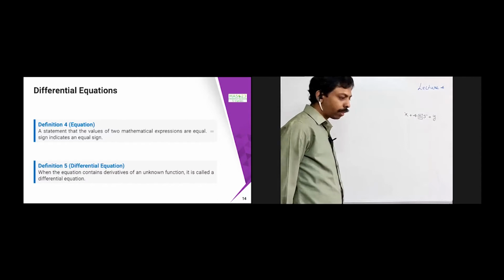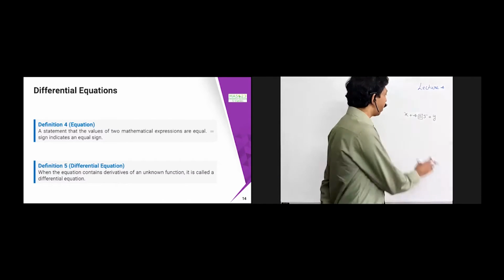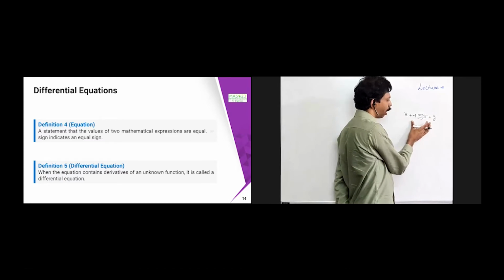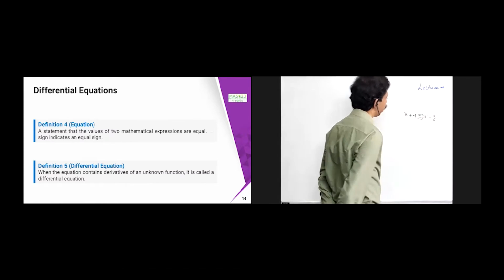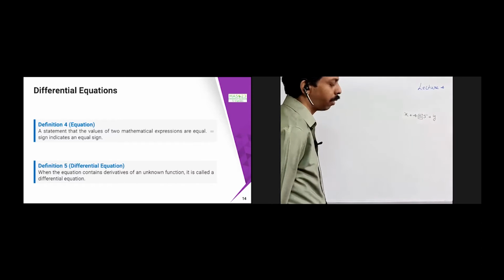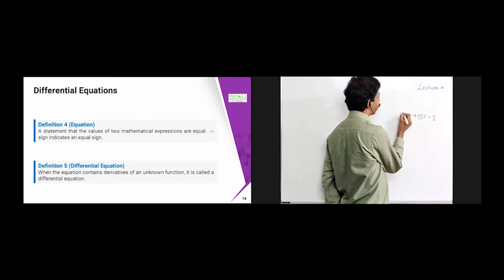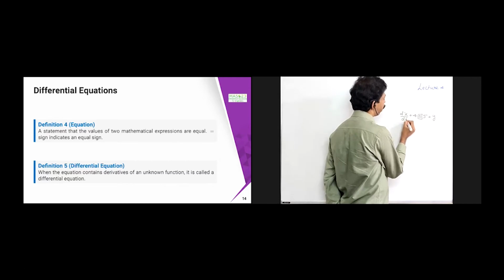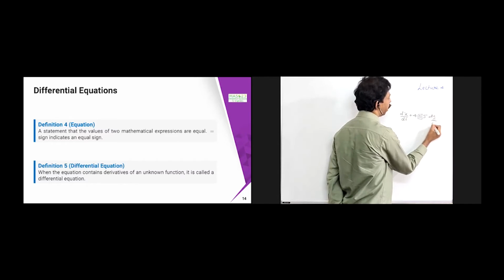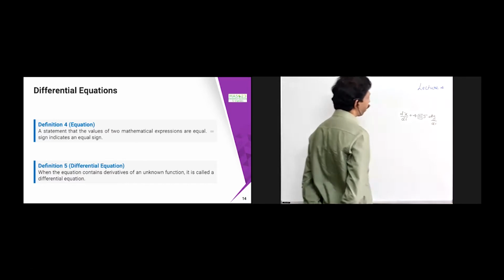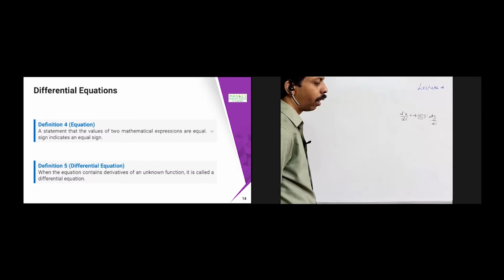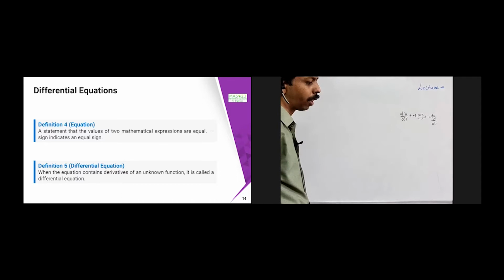Now, what does differential equation mean? This is called an algebraic equation, because you might have studied algebra in school days. In the case of a differential equation, instead of this x, suppose I involve some derivatives. Let's say dx by dt plus 4 equal to dy by dt. In this case, I can say this is a differential equation. It contains derivatives of an unknown function, where x and y are unknown.